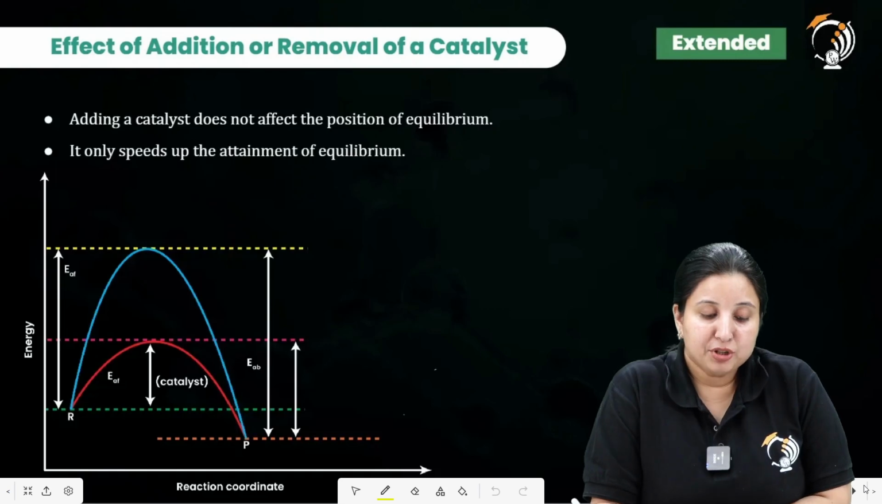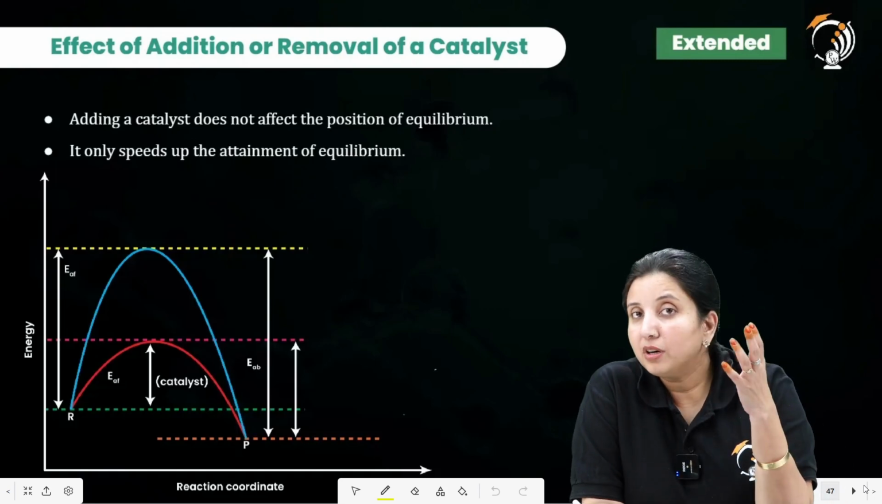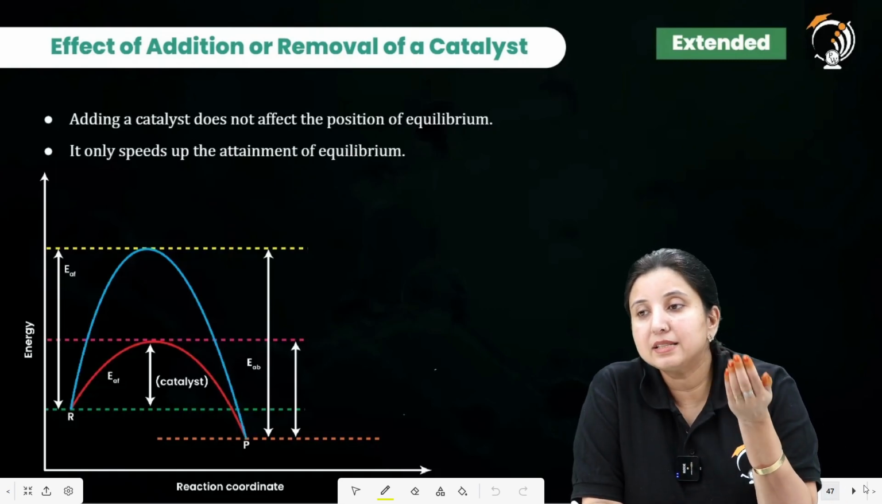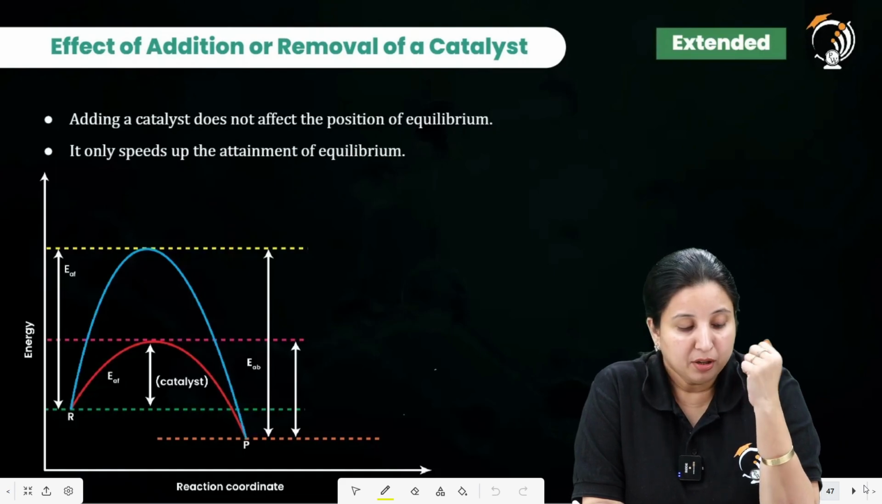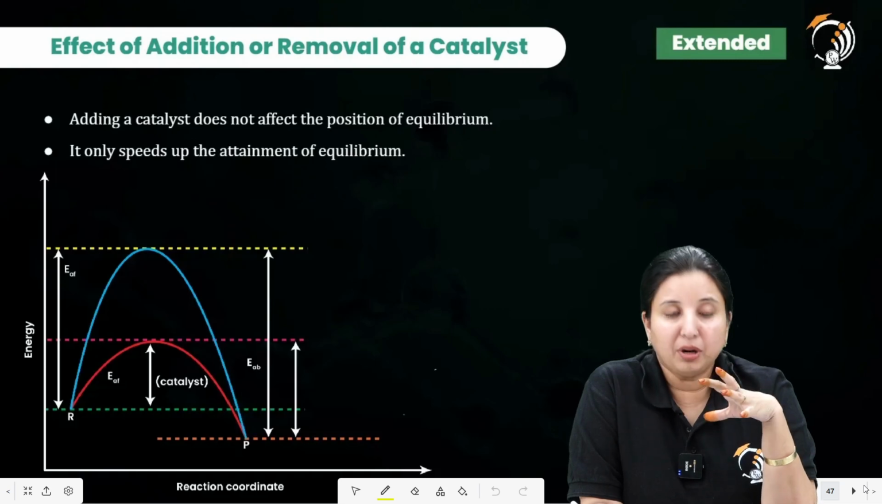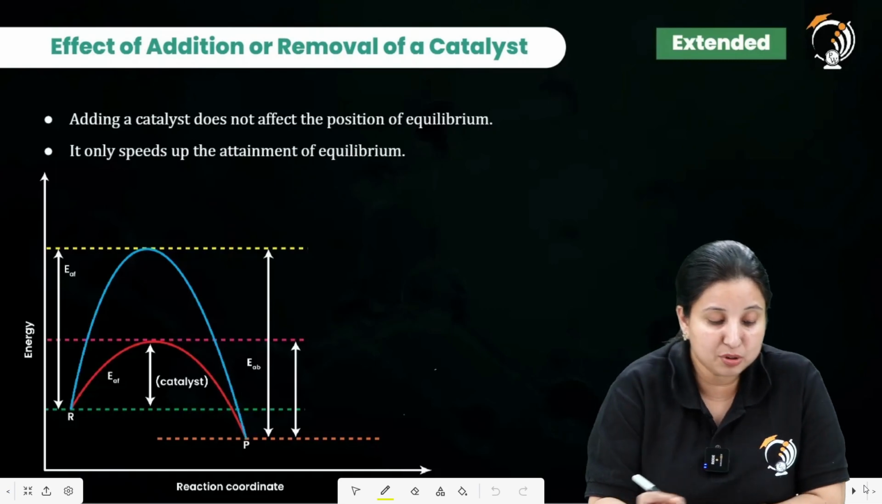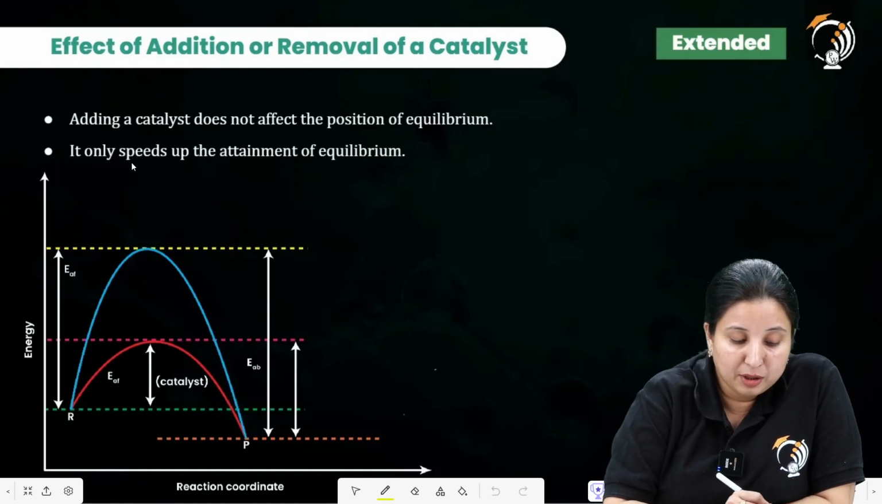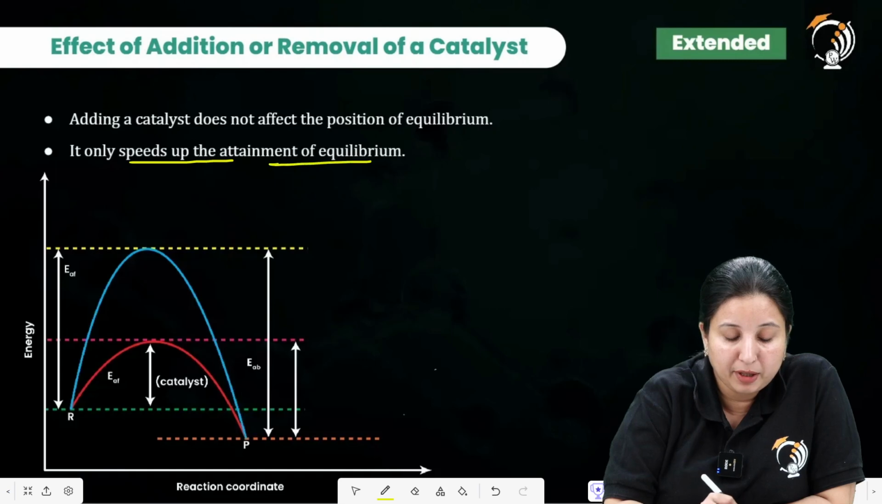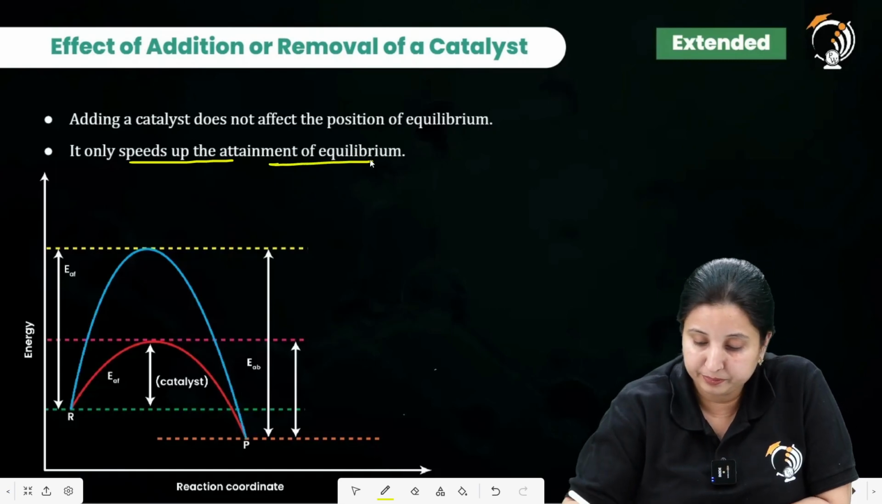Then the effect of addition or removal of a catalyst. Now the work of the catalyst is what? To increase the rate of the reaction. So when you add a catalyst, it does not affect the position of the equilibrium. It is only speeding up the attainment of the equilibrium.